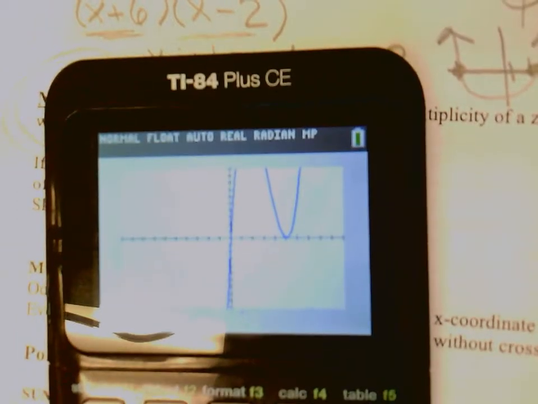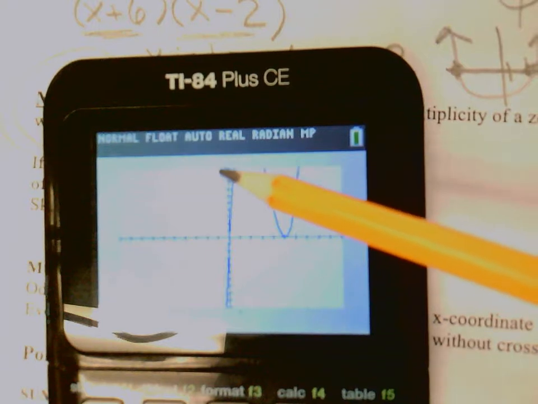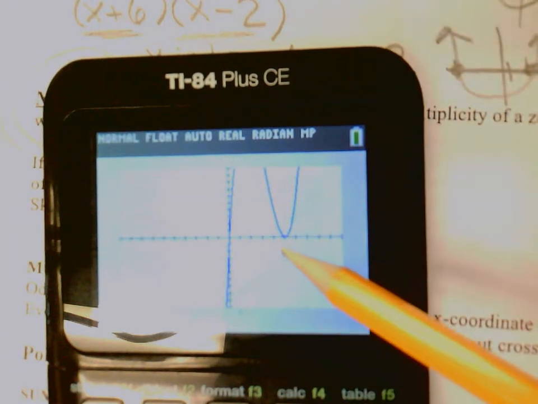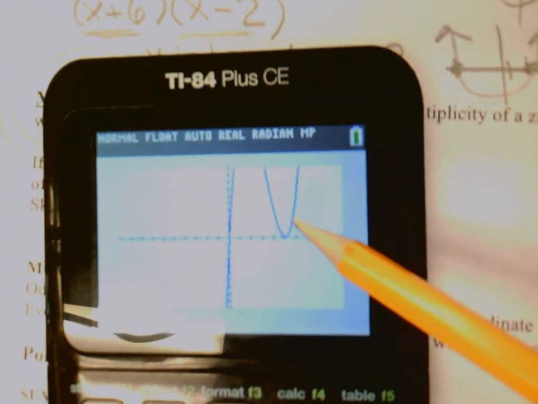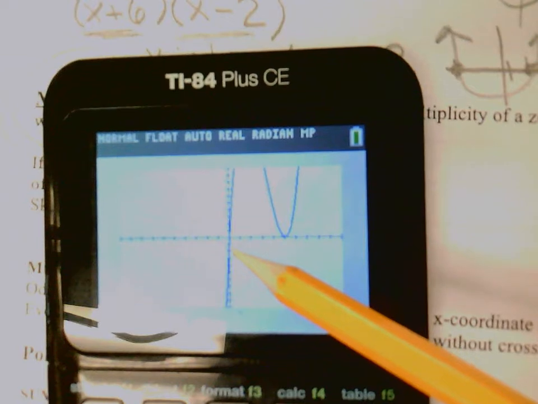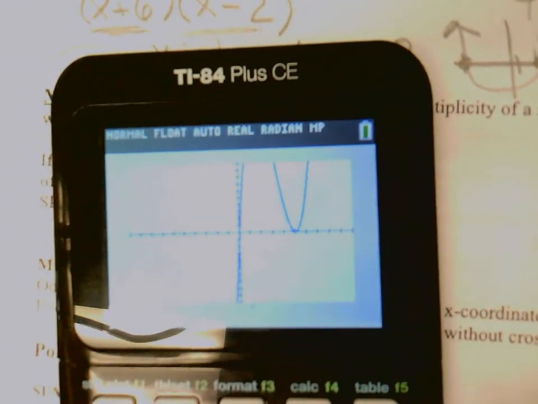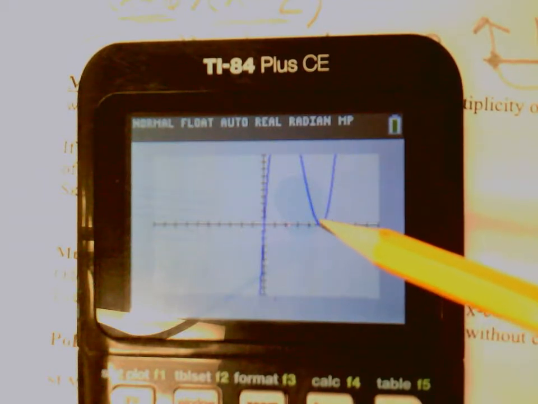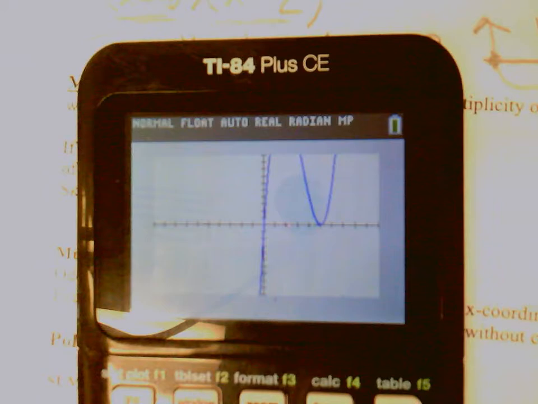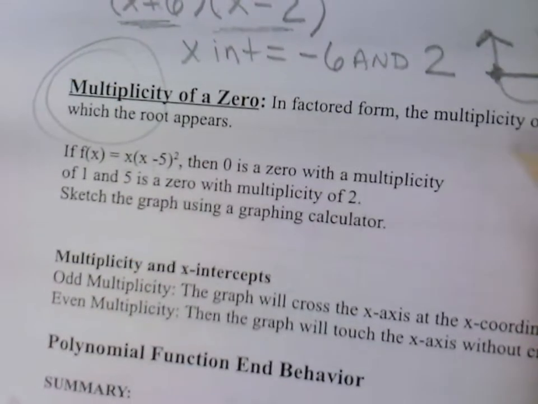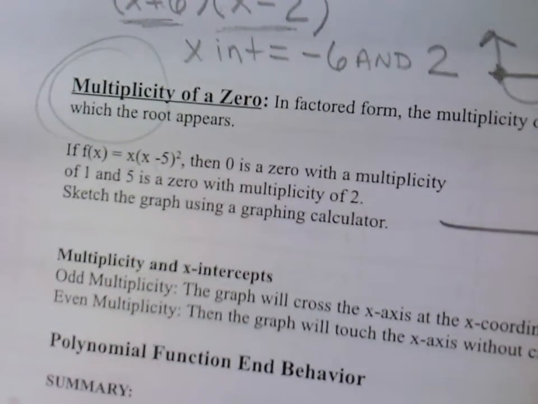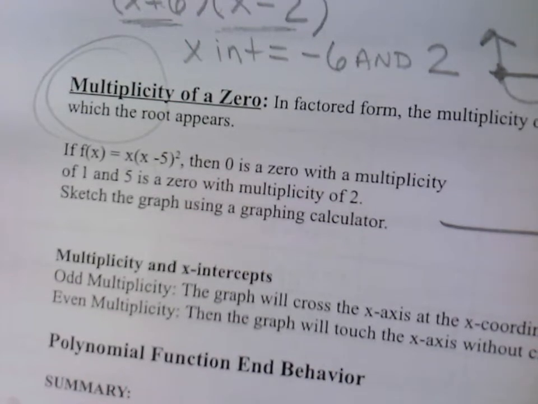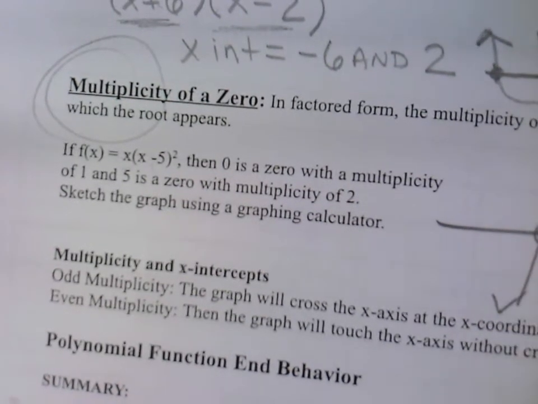All right, so it's a cubic function. I can't quite see the top of it. So it kind of goes up here, bends around, comes down. What's happening at the 5 on the x-axis? It's bouncing off the axis. But what's happening at 0? It's actually cutting through the axis at that point. So based on the multiplicity, you're going to be able to tell if the graph bounces off the x-axis or cuts through the x-axis. So at 5, the graph was bouncing off, but at 0, it was cutting through.